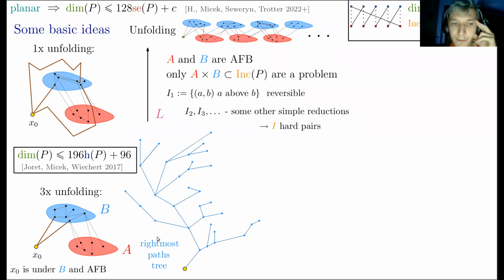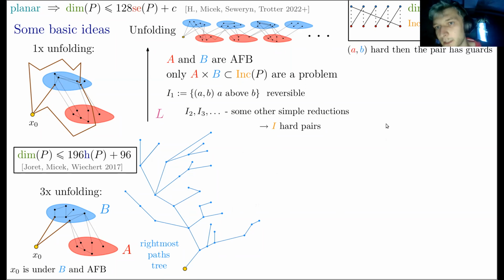So we take B, the blue part, and we draw the tree of the rightmost paths. Yes, so we have this minimal element, and we can draw the tree of the rightmost paths. Okay, and one of these reductions was that the A's which we consider can be considered more or less to be right of this tree. Yes, so in this area somewhere.